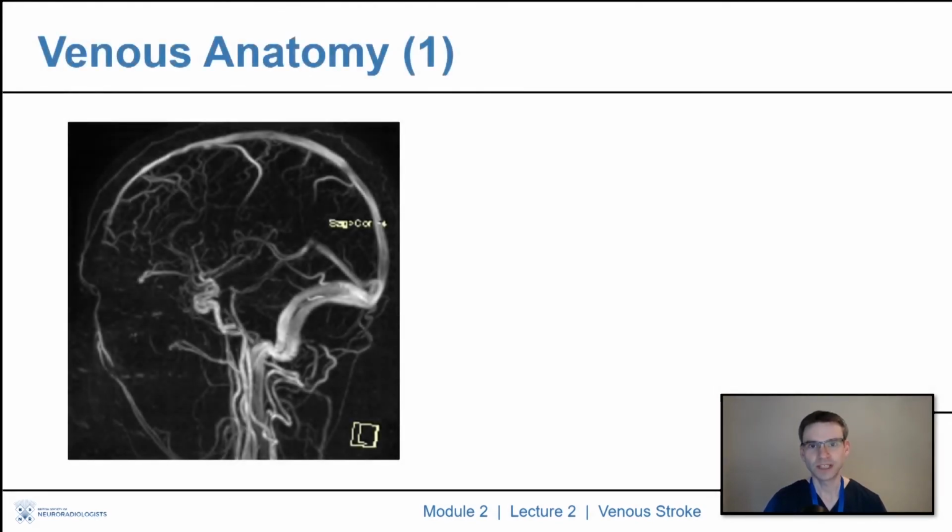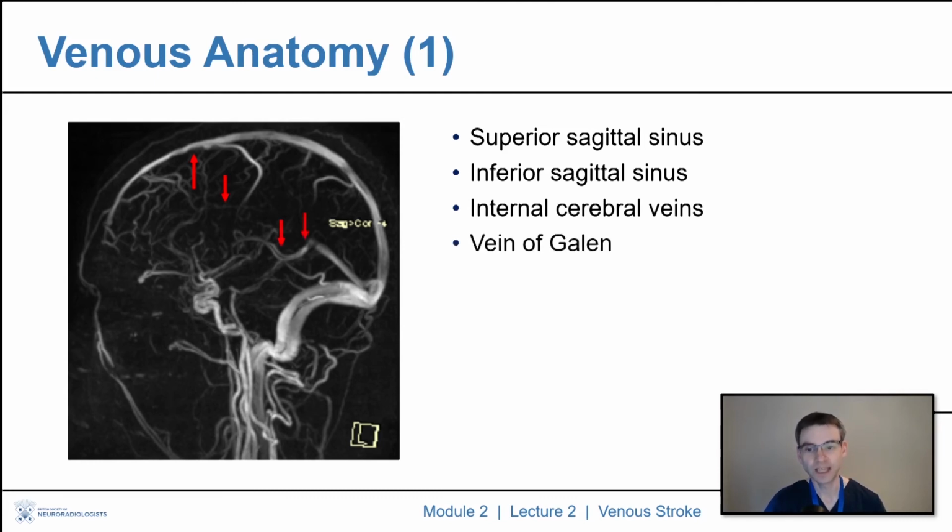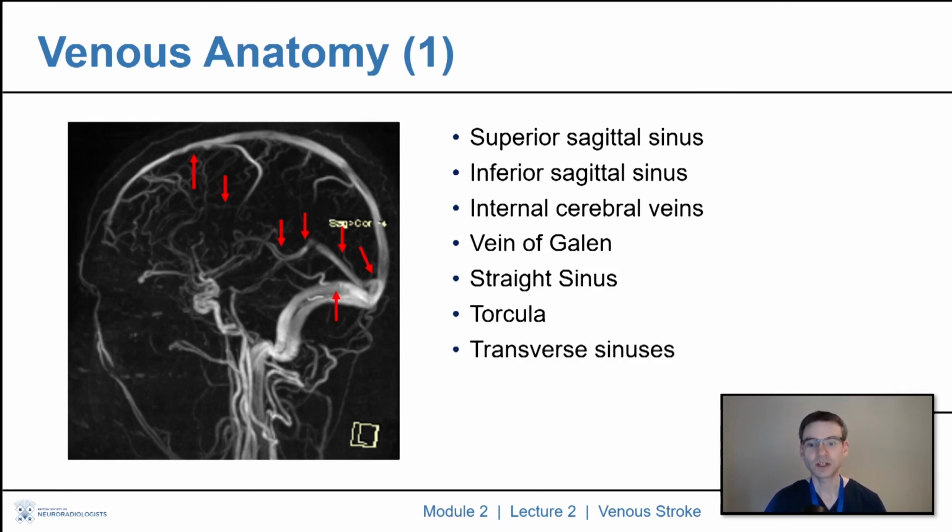So a little reminder of the venous anatomy, you all know this. We have the superior sagittal sinus, the inferior sagittal sinus, which is only just visible on this MR venogram, the internal cerebral veins forming part of the deep venous system, draining into the vein of Galen, which drains into the straight sinus. Those venous sinuses drain to the torcula, which is a point of communication between the deep and superficial systems. Then we have drainage via the transverse sinuses and the sigmoid sinuses into the jugular veins, back into the neck.